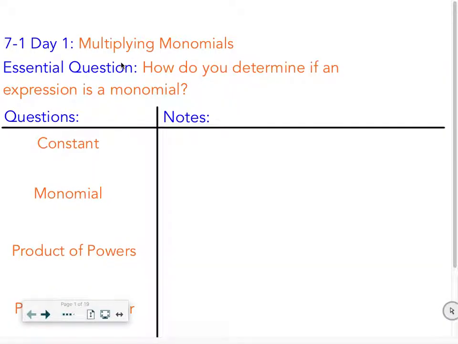7-1, day 1, multiplying monomials. Essential question: How do you determine if an expression is a monomial? All right, so there's quite a bit of vocab in this first lesson for chapter 7.